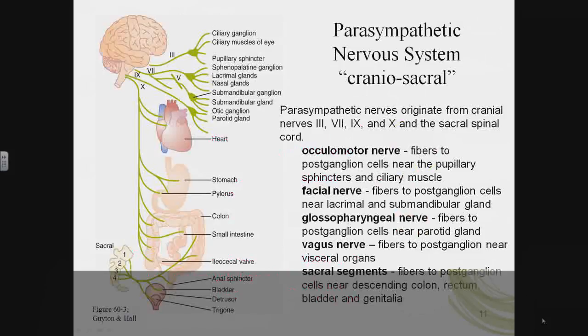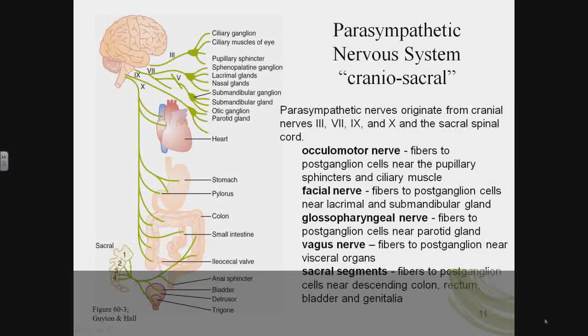Just to review again, and we talked about this in class already, the parasympathetic division is considered to be craniosacral. By craniosacral, we mean that's where we find the cell bodies for the preganglionic neuronal cell. Cranio refers to nuclei in the brainstem that will give rise to parasympathetic branches for cranial nerves 3, 7, 9, and 10. Cranial nerve 3 is called the oculomotor nerve.